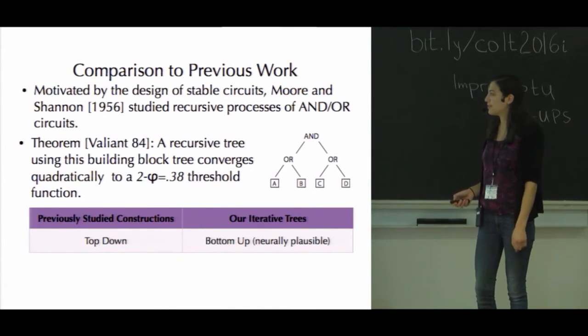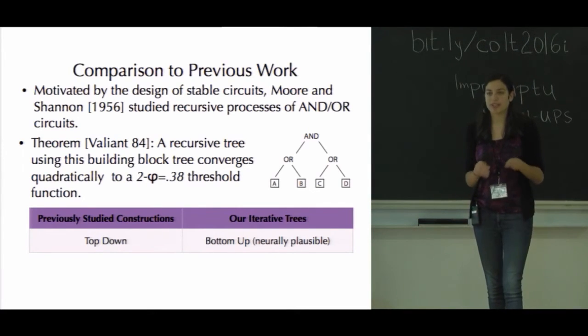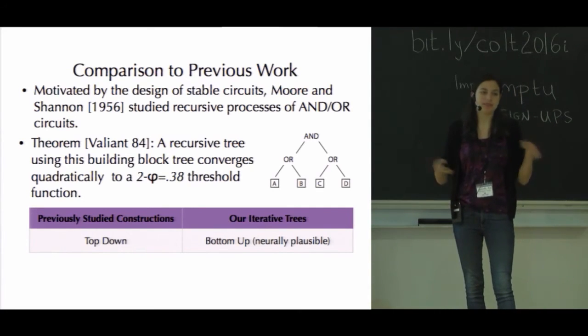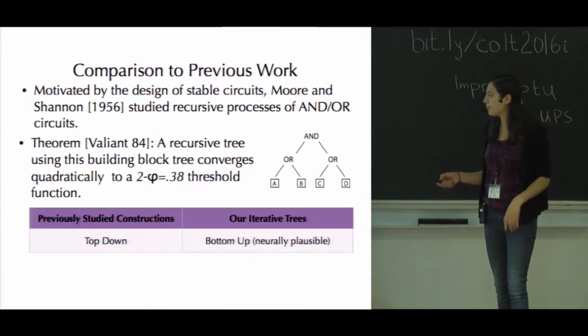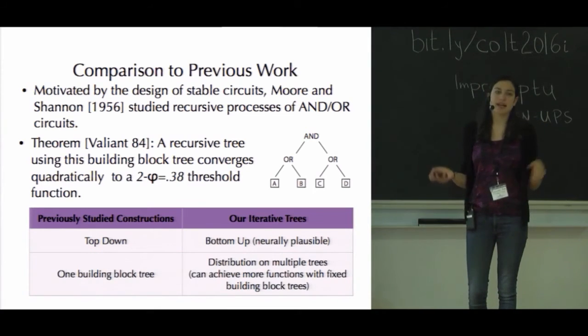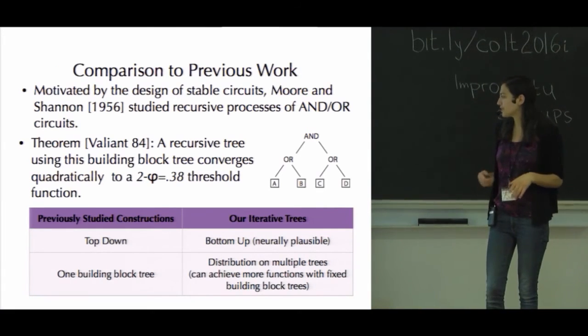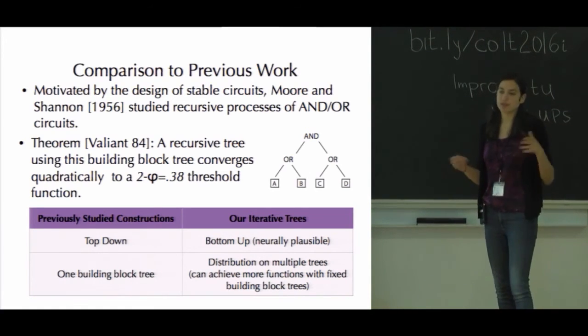Our work differs in 2 key ways. The first is that previously these constructions were thought of purely in a recursive manner, whereas we're imagining them being built bottom up. Therefore, we provide an analysis of how wide the levels need to be in order to ensure high accuracy, which isn't something I'm going to speak about today, but is in our paper. And the second key difference is that they restricted themselves to 1 building block tree or circuit at a time, and we're allowing probability distributions over circuits, or over trees. So this allows us more functions with smaller building blocks.